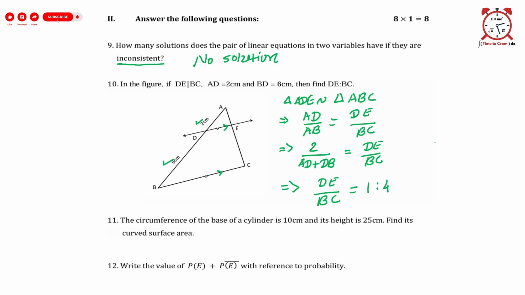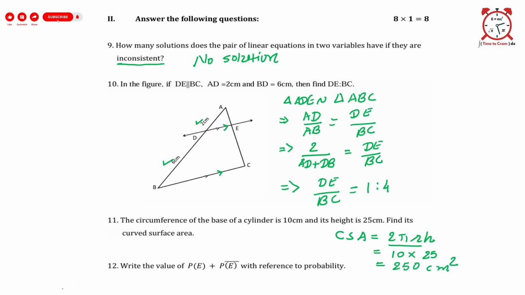The circumference of the base of a cylinder is 10 centimeter. CSA equals 2 pi r h. This is the formula. Here 2 pi r is the circumference, which is given as 10, and the height is 25, so the answer is 250 centimeter square.